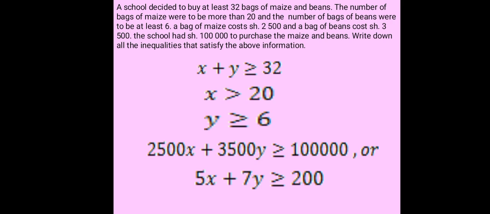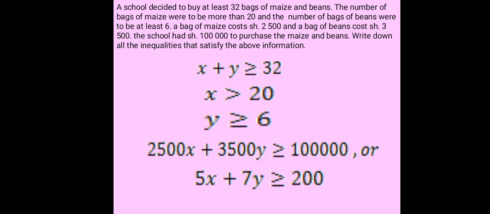Now the school has to buy maize and beans. Take maize to be x and beans to be y. So it has to buy at least 32, so the total of maize and beans should not go below that. x plus y should be greater or equal to 32.